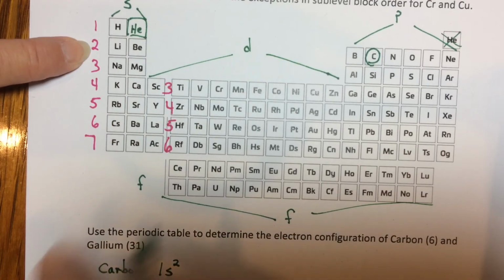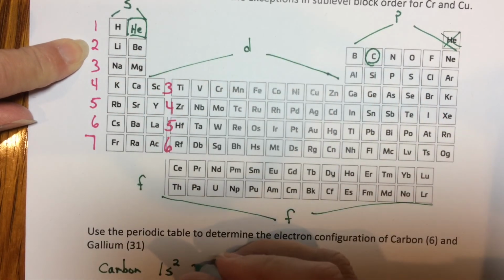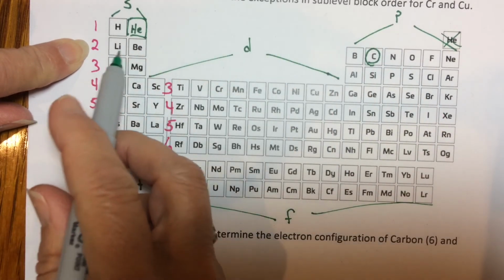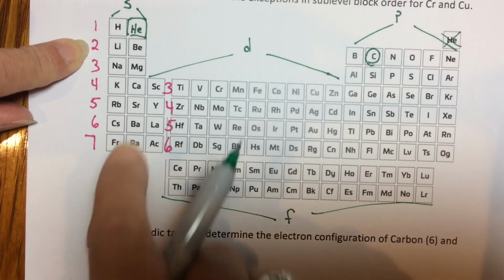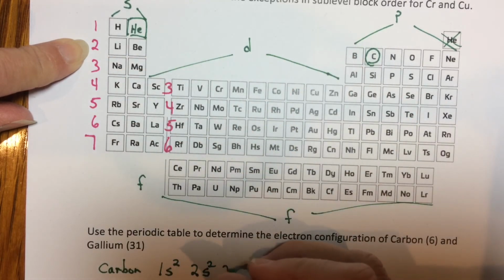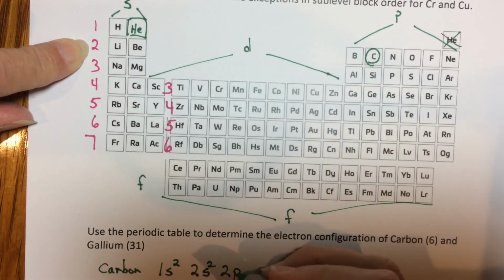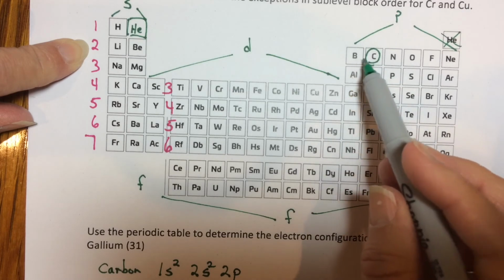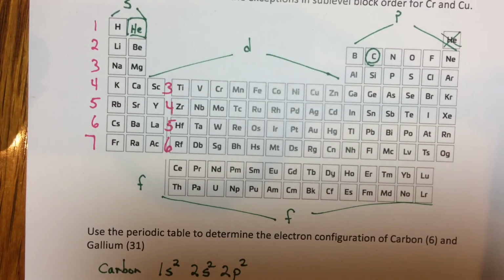Then there's nothing else on the first level, so we go to the second level. The second level is 2, and these first 2, lithium and beryllium, are in the S block, so we'll say S, and there are 2 of them. And then we go over here. This is also 2, but now we're in the P block, and we have 2 boxes in the P block, so that's 2. And that's the electron configuration for carbon.